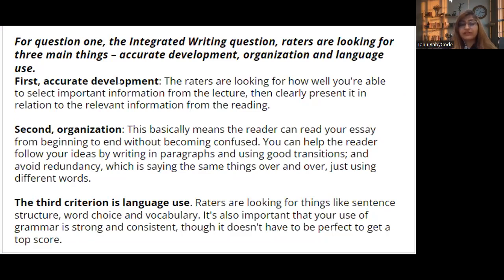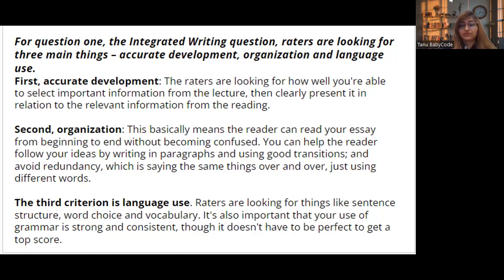First, accurate development. The raters are looking for how well you are able to select the important information from the lecture and how clearly you present it in relation to the important information from the reading part. Second is organization. Organization means that a reader can read your essay from beginning to end without being confused. Also, are they able to follow the ideas by writing in paragraphs? Are you using good transitions? Avoid repetition, talking about the same thing over and over; just use different words.